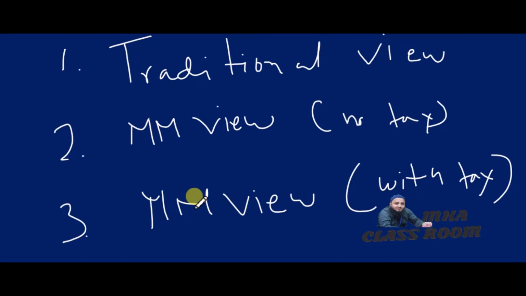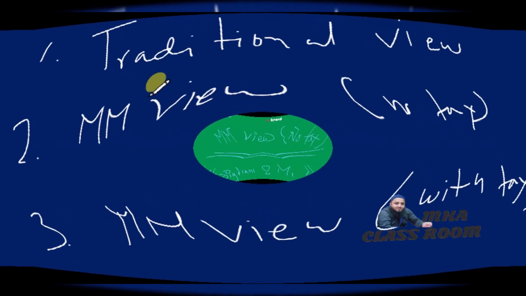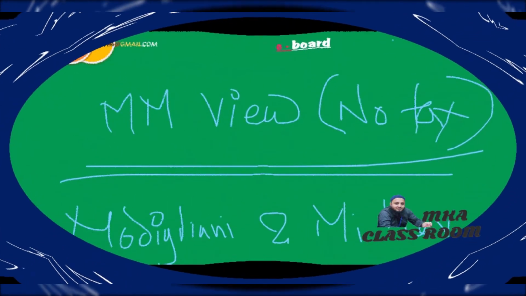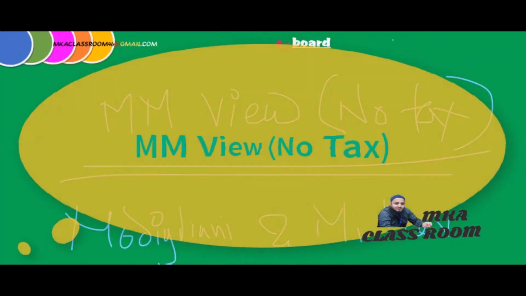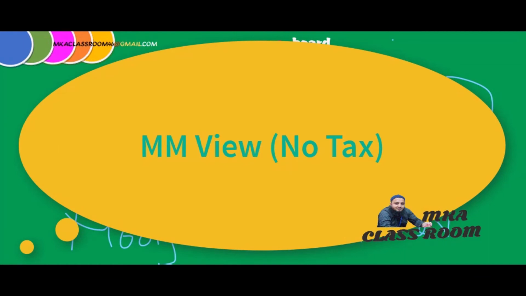To answer this question, there are three views which are proposed and debated. That means we have three capital structure theories. One is the traditional view, another is the view with no tax, after that the MM view with income tax. MM with no tax. MM means Modigliani and Miller.